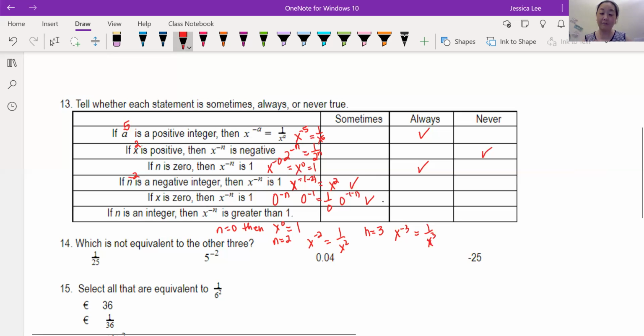See that right there, that's math thinking, right? You're finding counterexamples. That was what I was trying to do. So is it always greater than 1? As you can see here, not always. It can be, but not always. So here we're going to say sometimes.